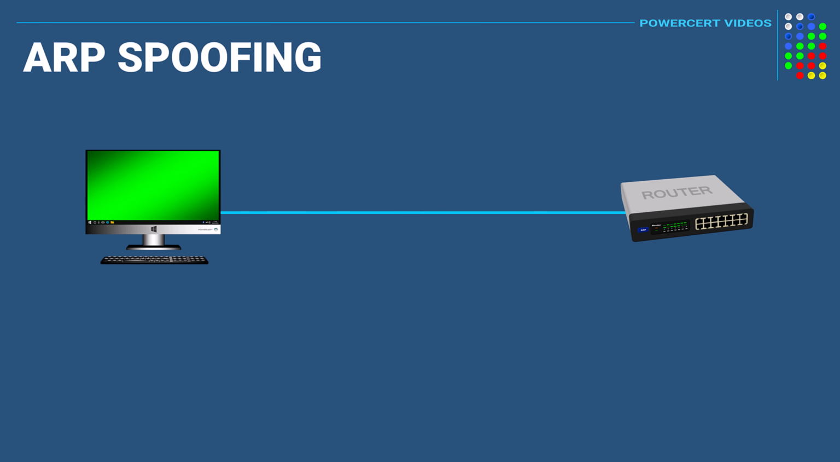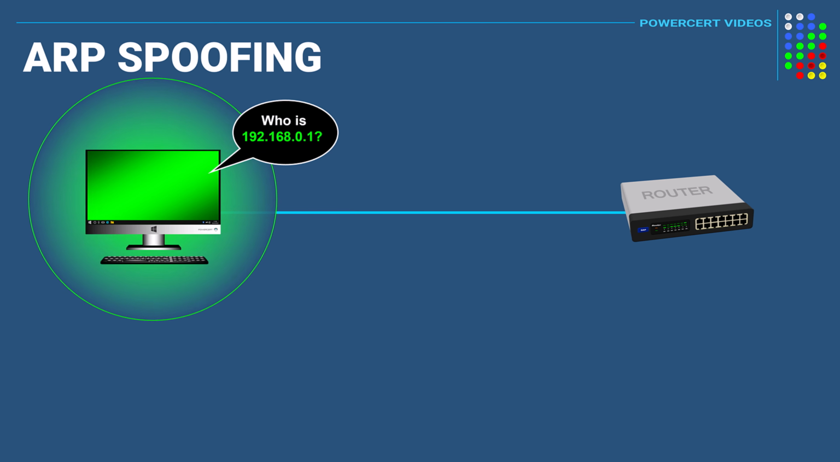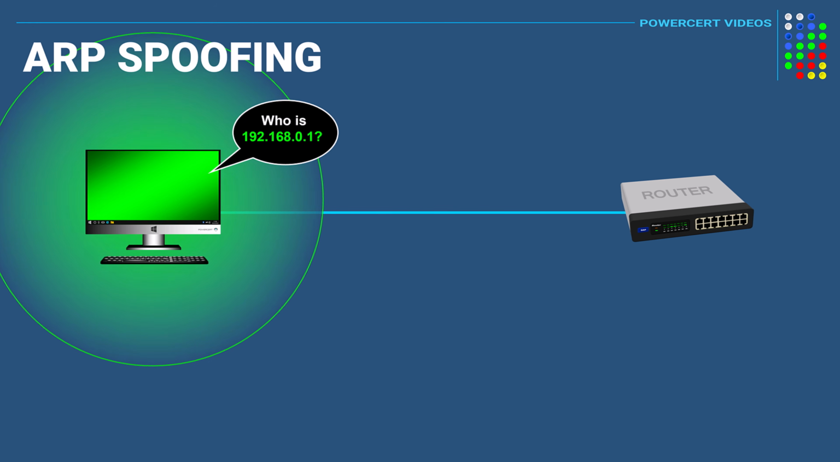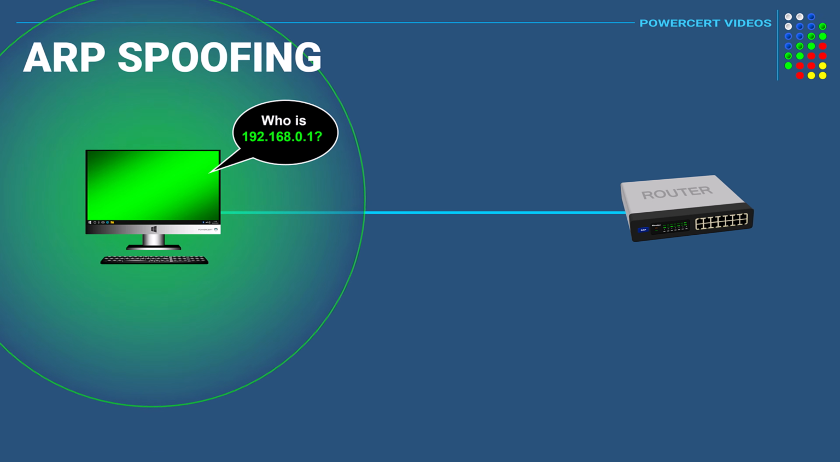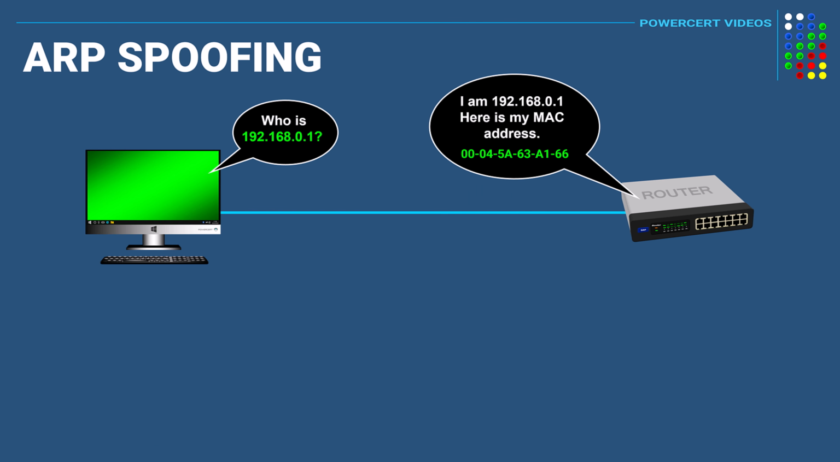So for example, if this computer here wants to communicate with this router, the computer first needs the router's MAC address. So what happens is that the computer will send out a broadcast using the router's IP address, asking for the router's MAC address. And then the router will respond back telling the computer that I am that IP address, and it'll respond back with its MAC address. And then once the computer has the MAC address, it can now communicate with the router.